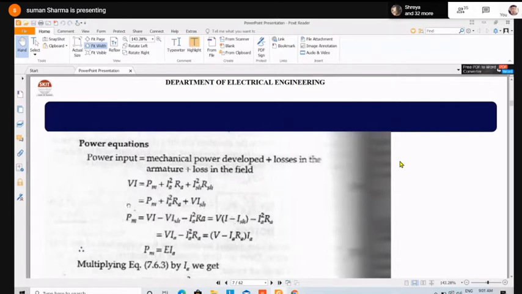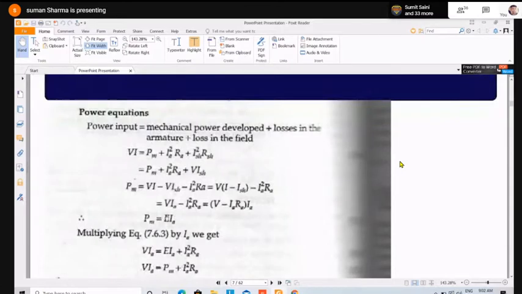So we can write mechanical power developed is equal to V into IA minus IA square RA. Then from both terms, take IA common, so we get V minus IA RA into IA. So what is mechanical power PM? That is equal to back EMF E into IA. So equating these two, we can write what is E? E is V minus IARA. Now multiplying this equation by IA, we get V into IA is equal to E into IA plus IA square RA.